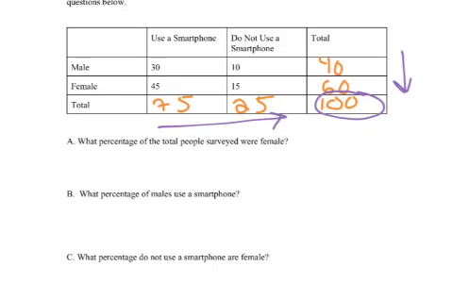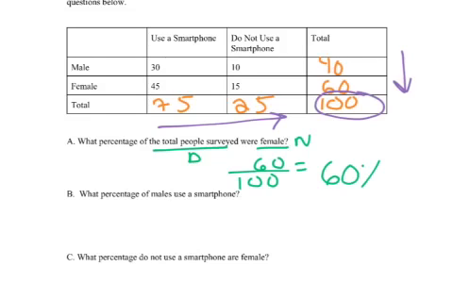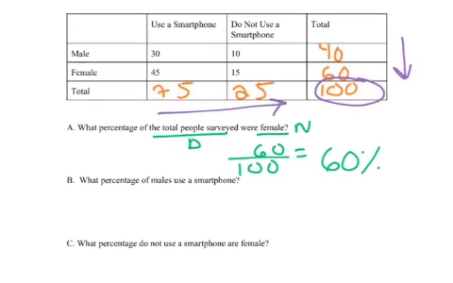What percentage of the total people surveyed were female? So total people surveyed goes in my denominator, and that is 100. How many females were surveyed? If you look at my females, there's 60 of them, and that goes in my numerator. And 60 divided by 100, technically times 100, would give you 60%. And some of you might have realized that off the top of your head, because since it's out of 100, that's your percentage. Because percents are always out of 100.